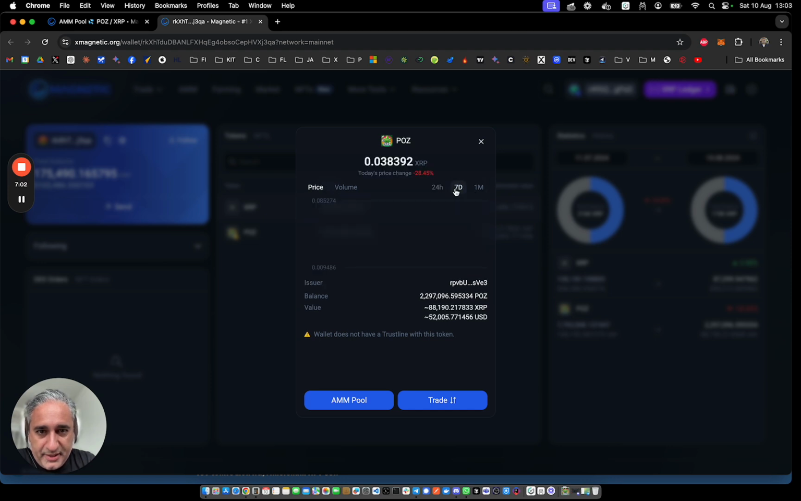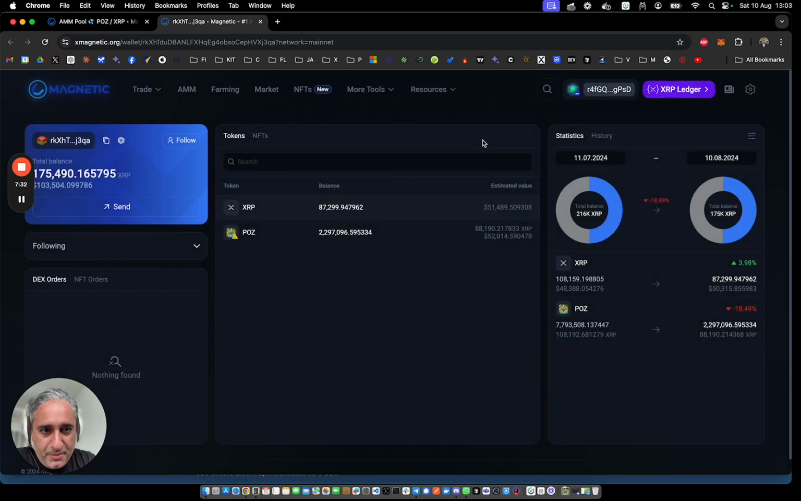Here you can see a small breakdown of the pool in terms of its price and volume, but we'll look into that in a bit more detail as well. You can see the issuer here. You can see the balance of POS in a large decimal format, which is useful if you want to calculate or validate the exchange rate that is being offered, and the approximate amount of XRP and the USD value here. So some useful information there as well.